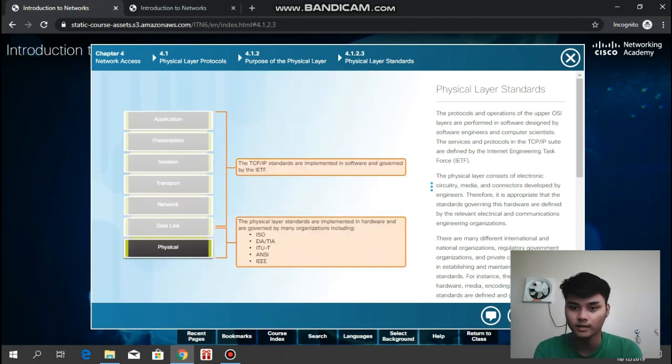So, physical layer standards. Protocol and operation of the upper OSI layers are performed in software designed by software engineers and computer scientists. The services and protocols in the TCP/IP suite are defined by the IETF. The physical layer standards are implemented in hardware and governed by many organizations, including ISO, EIA, and so on. So the TCP/IP standards are implemented in software and governed by the IETF.